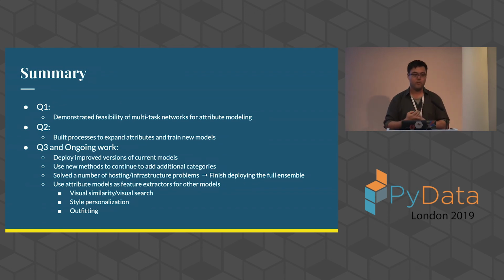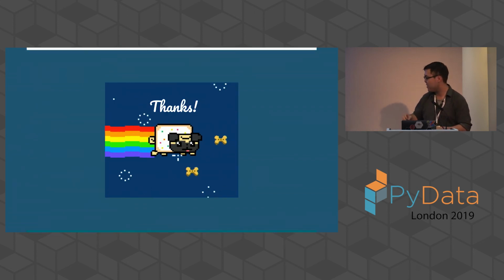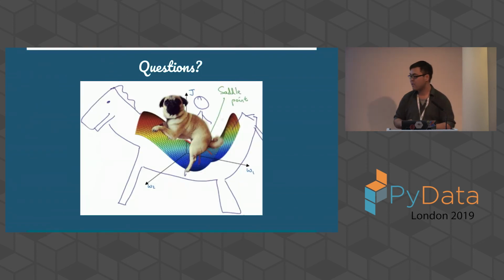Having solved some of the backend infrastructure problems, mostly around Shoprunner not having hosted these gigantic neural network ensembles in our Flask API endpoints before, we're now at a point where we think we can deploy them and not crash our company's servers, which is good. Since these attribute models are now at very strong points, we want to start using them as feature extractors or as components of other pipelines, like visual similarity in search, style personalization for our users, and outfitting, which are very R&D things that our company is working on. So that's all I have. Questions?